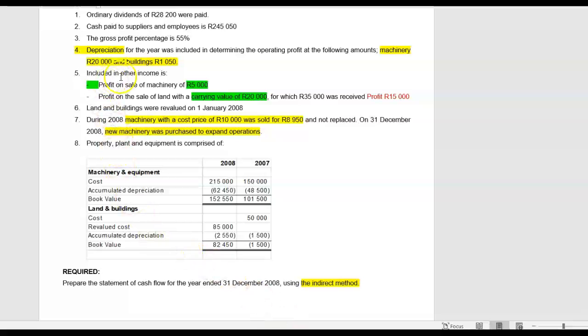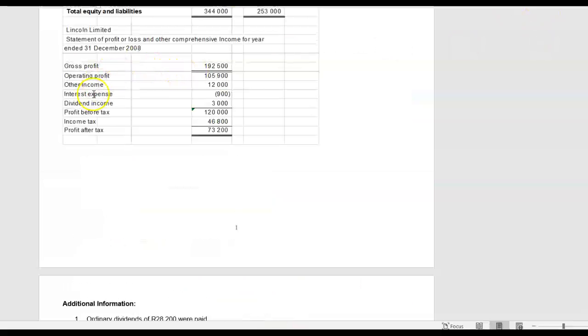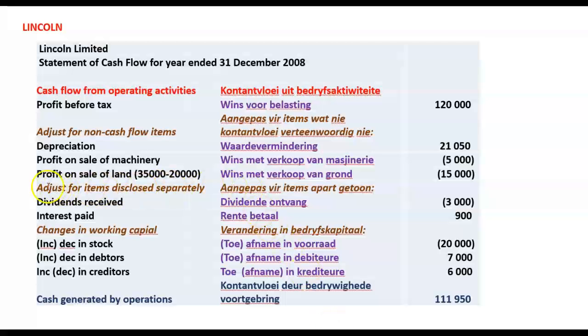Dividends received. Let's have a look where that is. Dividend income, 3,000 Rand, and interest expense, 900 Rand. So dividends received, we have that increased profit before tax. So if we want to eliminate that, we're going to subtract that from profit before tax. Interest paid, that reduced profit before tax. So if we want to eliminate that, we have to increase profit before tax.